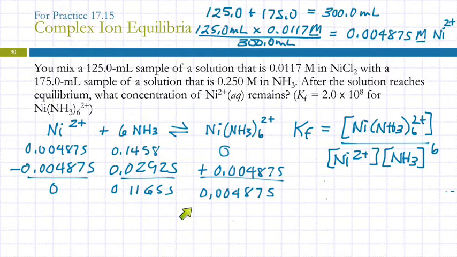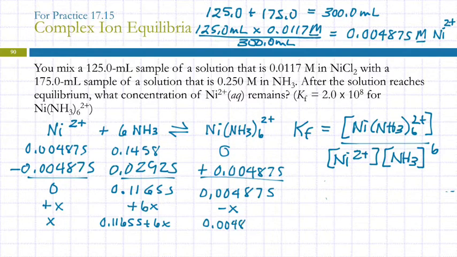So now let's use these concentrations as our initial values and see how much goes the other way. So this is going to lose 6, this is going to gain 6. Lose X, gain 6X, and gain X. Now I'm really regretting keeping so many digits.